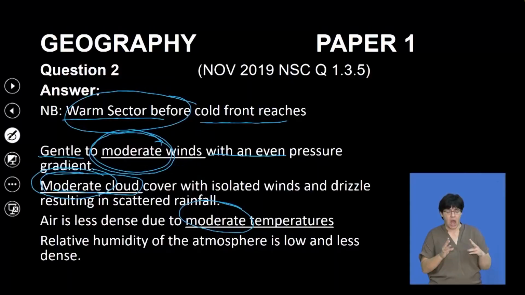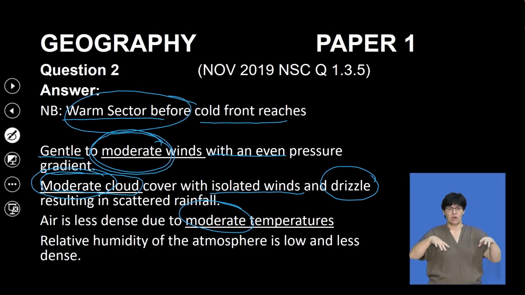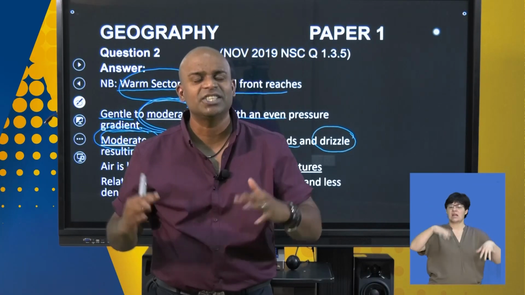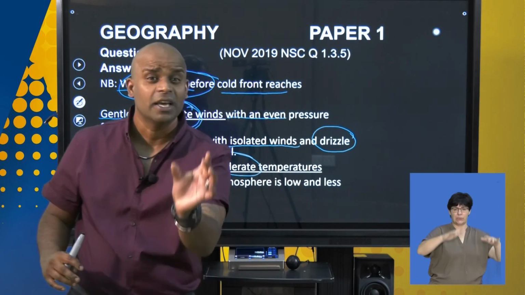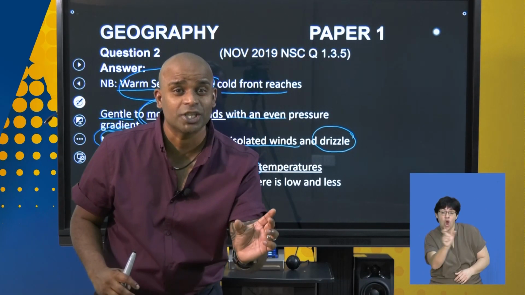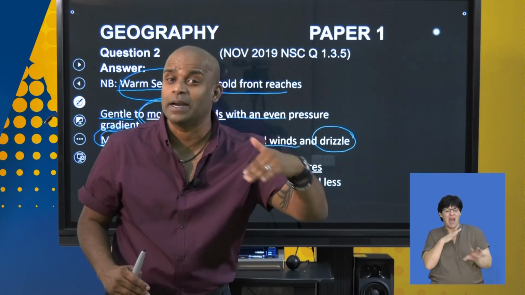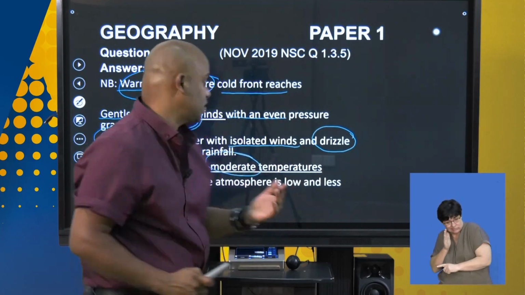But what is the current weather? Moderate clouds with isolated winds and drizzle. Not your torrential rainfall, but light showers, drizzle. Note how I'm using my words of precipitation to qualify that approaching cold front weather conditions.